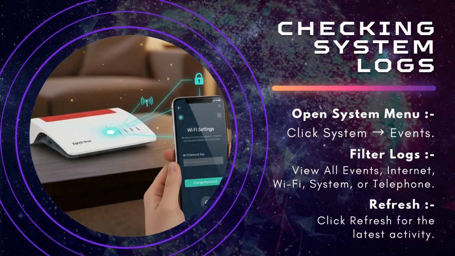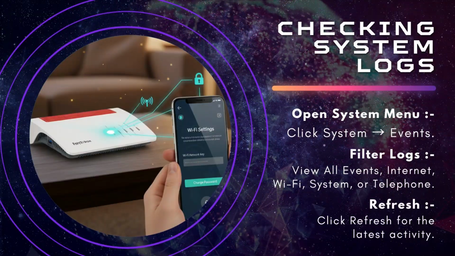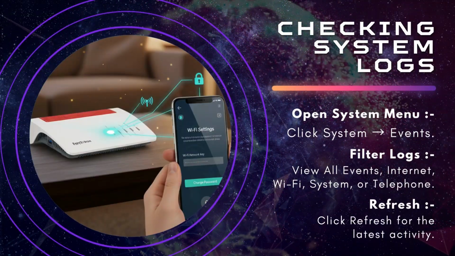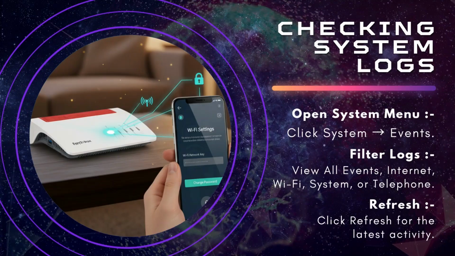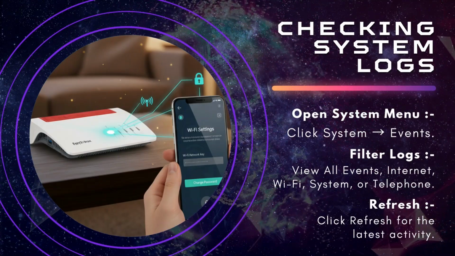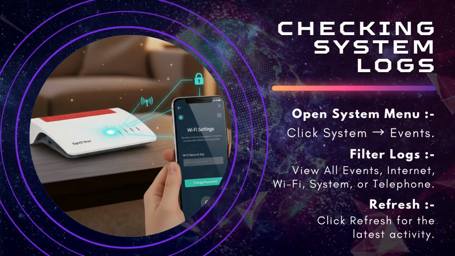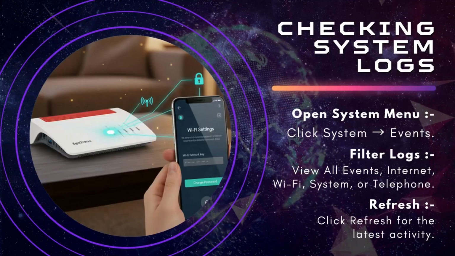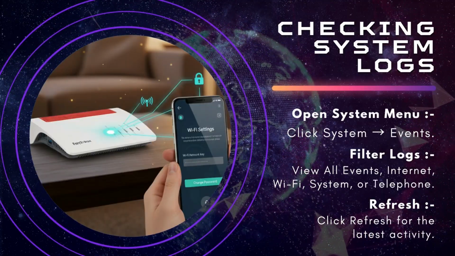Checking system logs. Open system menu. Click system, events. Filter logs, view all events, Internet, Wi-Fi, system or telephone. Refresh, click refresh for the latest activity.